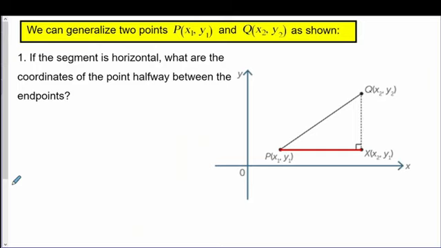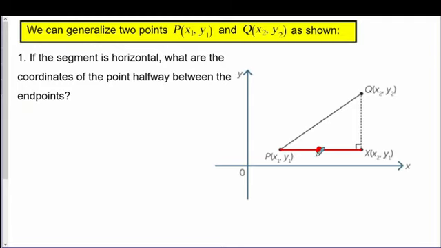Consider 2 points on the coordinate plane, P with coordinates x1, y1 and Q with coordinates x2, y2 as shown. If we're trying to find the halfway point between these points horizontally, we're trying to find the halfway point between P and X here in my diagram. Somewhere here is going to be the midpoint horizontally. Well, the y value is not going to change. The y value of this coordinate is going to be y1. But what's the x value going to be? How are we going to find out where this is horizontally? Well, it's going to be the average of the two x values.